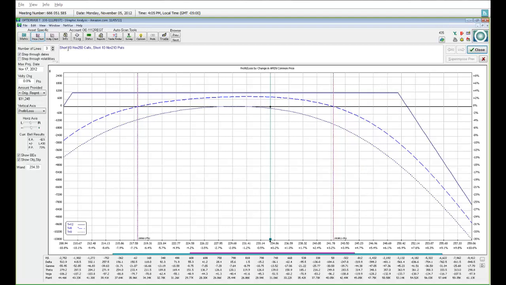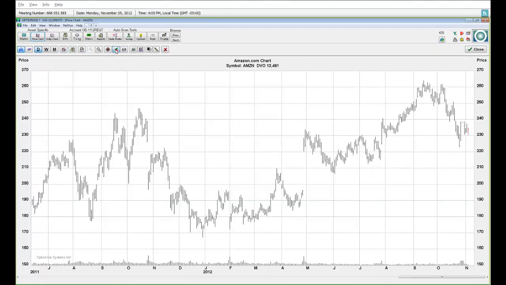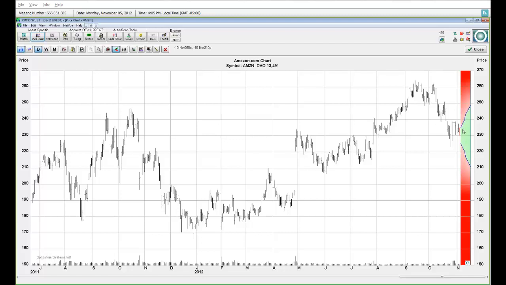Now, see this? I'm going to show you another thing. Let's look at the price chart. All right. You see this little green area right here? Okay. If Apple stock stays within this green area for the next 10 days, you're going to make money. Looks like a decent area. I don't know. Could be wrong.